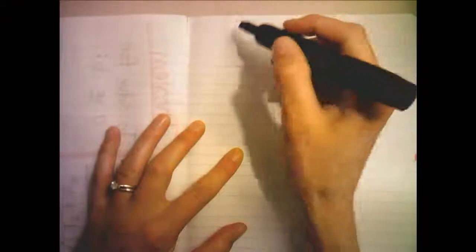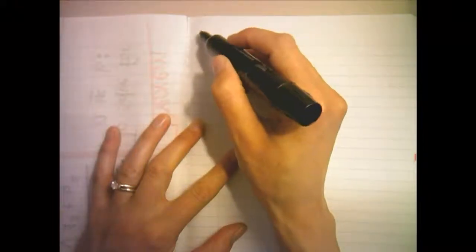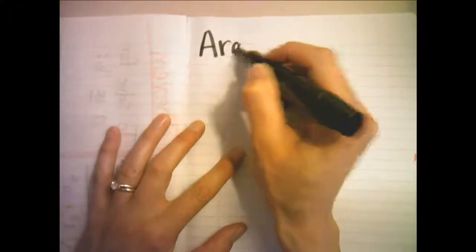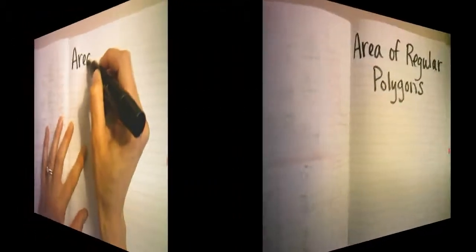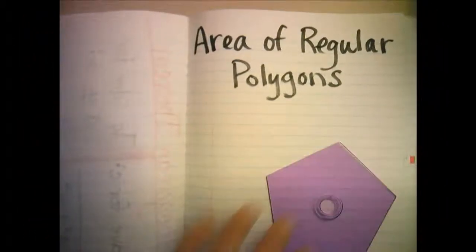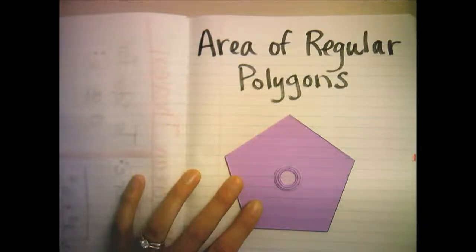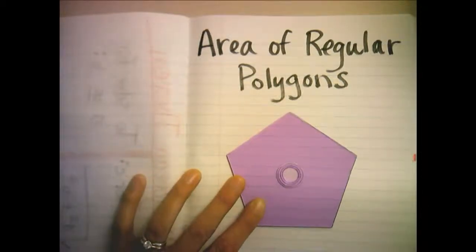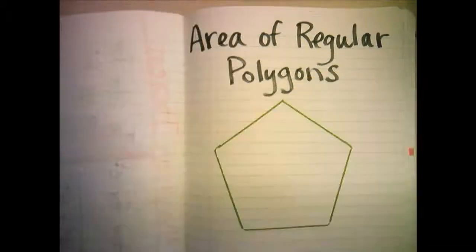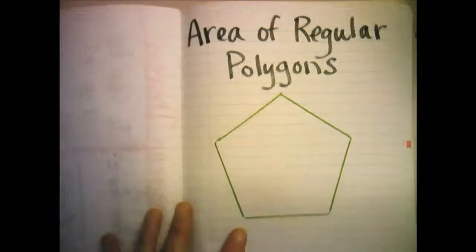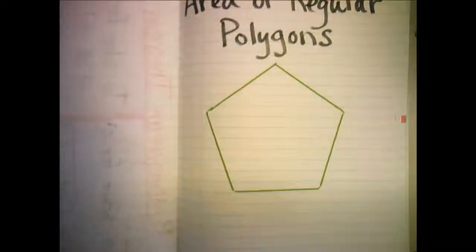Today we're going to talk about the area of regular polygons. I'd like you to take the polygon that you have and trace it onto your paper right underneath your title. And we're going to figure out a formula for the area of any regular polygon. To do this demonstration, we need to be able to find the center of our figure.